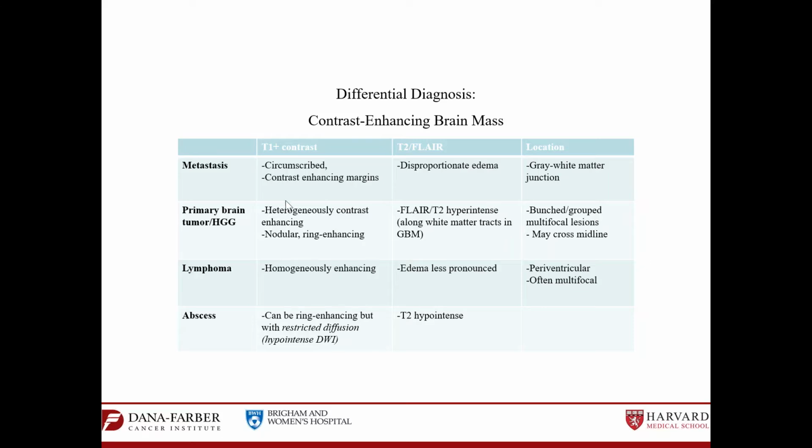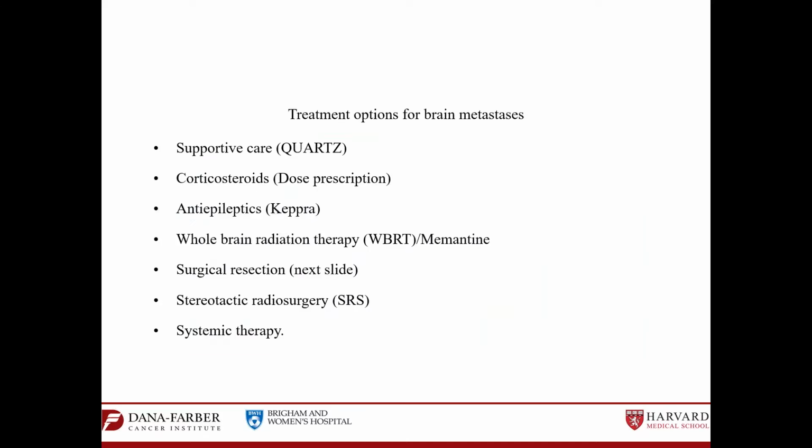The location of the high-grade glioma could be multifocal and may cross the midline, so it's not a specific location. Lymphomas usually show homogeneous enhancement, are usually periventricular in location, and could be multifocal. And abscesses, we all know, are ring-enhancing lesions. So that helps in differentiating some of what you're seeing, but they are not really cut-off points.